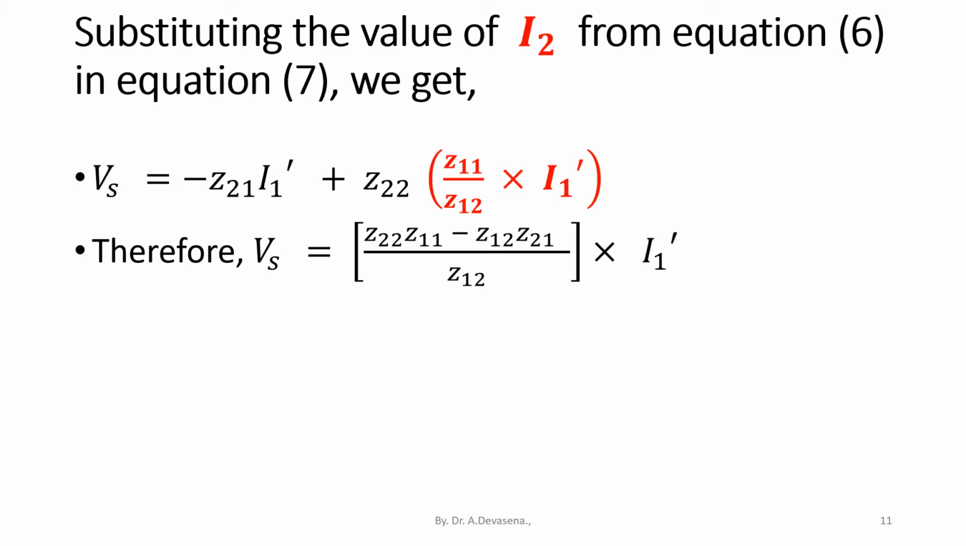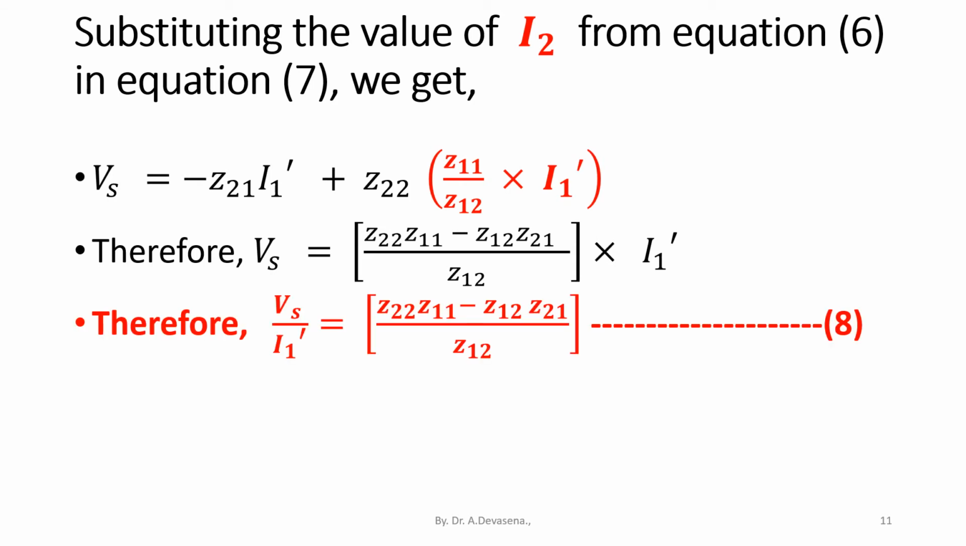Therefore, Vs is equal to (Z22 Z11 minus Z12 Z21) the whole divided by Z12 into I1'. We have taken I1' as common and taken the LCM of the above equation. We get these values. Therefore, Vs divided by I1' is equal to (Z22 Z11 minus Z12 Z21) the whole divided by Z12. We have considered this as equation 8.